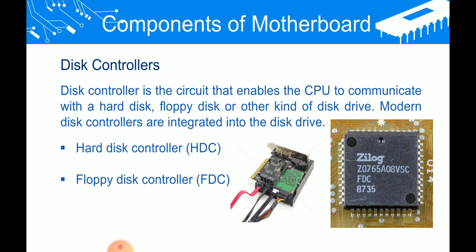So in the hard disk controller, the computer can read and write information to the hard disk, and the first hard disk controller is known as ATA, that is Advanced Technology Attachment. And the floppy disk controller, through this the computer can read and write information to the floppy disk. Okay. So this is about disk controllers.